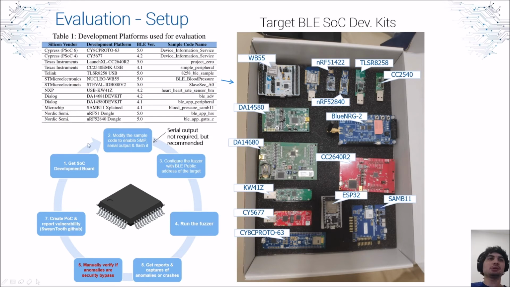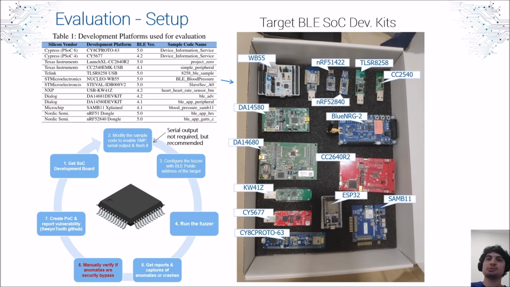And basically the workflow that we use for the evaluation setup is we start by getting the development board. Then we just need to flash the sample code. Sometimes we need to modify the sample code a bit to enable the features we're going to test. And we configure the Bluetooth address on the fuzzer. After running it, we get the reports, and we just need to verify if everything is okay.